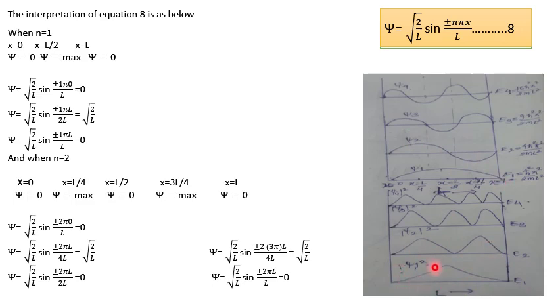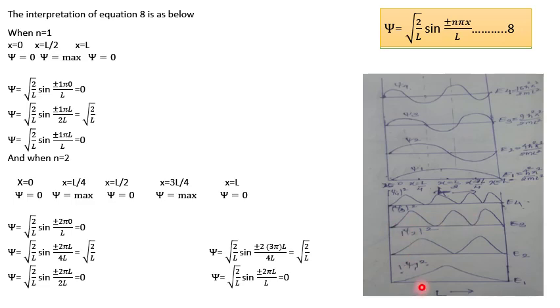Now what does this psi square represent? Psi square represents the probability of finding the particle. At energy level E1 we get only one peak. It means that the probability of finding the particle is limited between x is equal to 0 and x is equal to L. But at the second level we get two peaks, which means that the probability of finding the particle is between 0 to L by 2 and L by 2 to L. Similarly, at n is equal to 3, we get 3 peaks. It means that the probability of finding the particle is in these three areas.